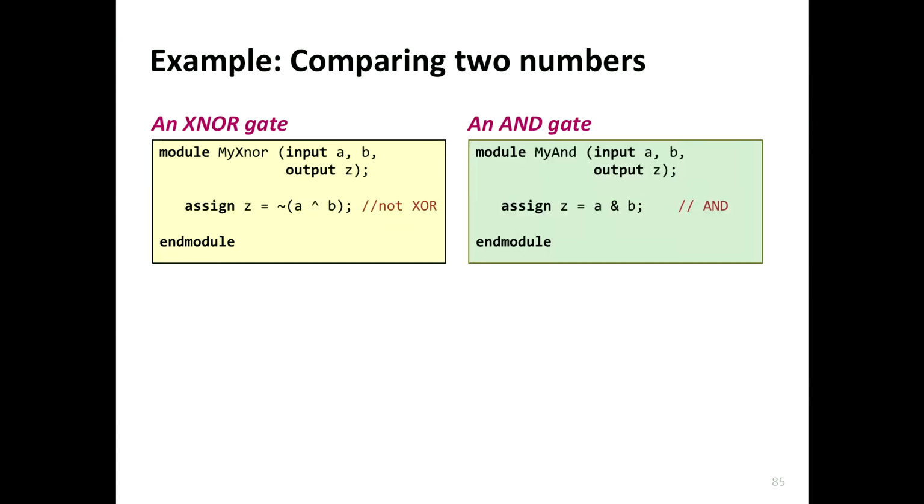So now, if you want to compare two numbers, what would you do? What is comparing two numbers? Say I want to know whether the two numbers are equal or not. Exactly, that's why we have XNOR, and then you AND it. So what is the functionality of an XNOR gate? It outputs 1 when the inputs are equal.